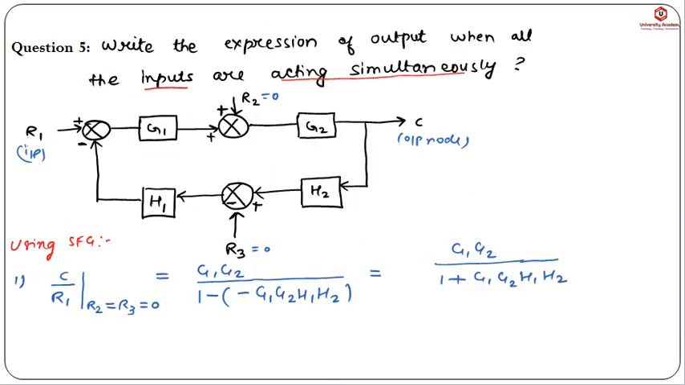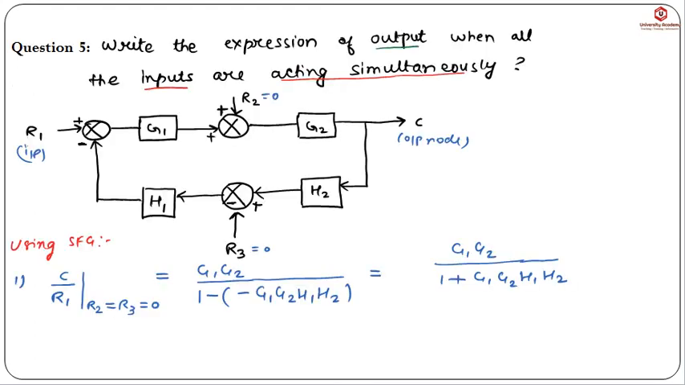So in the question it was asked that we have to write the expression of the output when all the inputs are acting simultaneously. Now, what we have found are the transfer functions, in which only one input acts at a time, but we need the expression of the output. That means we want the expression of the output when all the inputs are acting together.